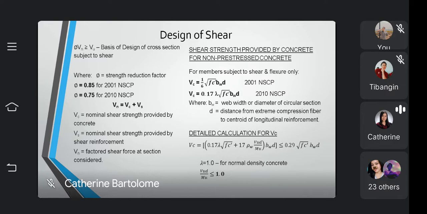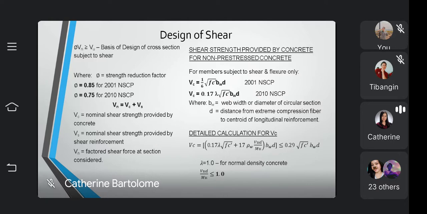For shear strength provided by concrete, for non-pre-stressed concrete, in order to compute for Vc, we have 1/6 square root of Fc prime BWD for 2001 NSCP and 0.17 lambda square root of Fc prime BWD for 2010 NSCP. So wala nang masyadong difference to because 1/6 is just 0.17. Nagkaroon lang tayo ng value of lambda for NSCP 2010.